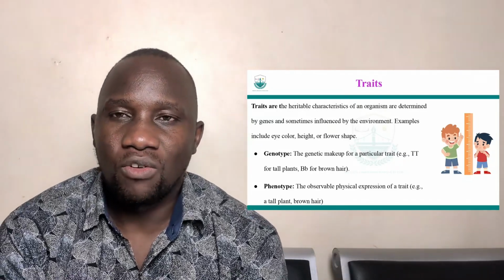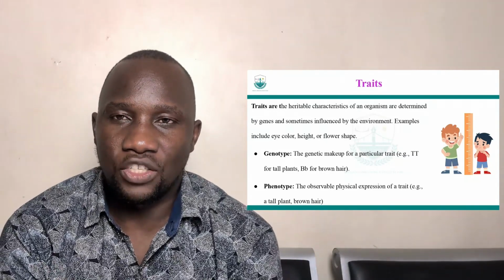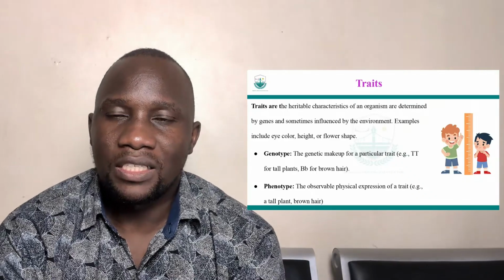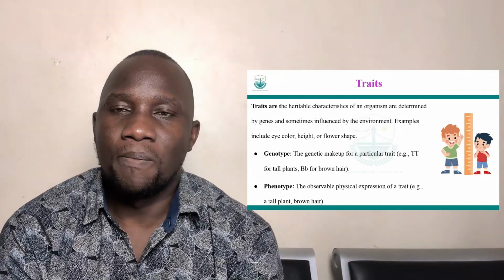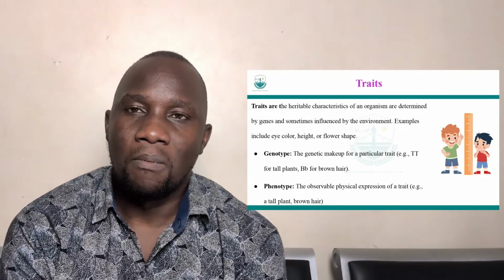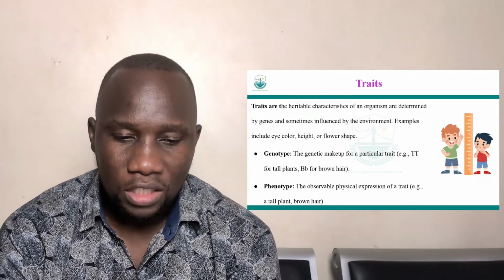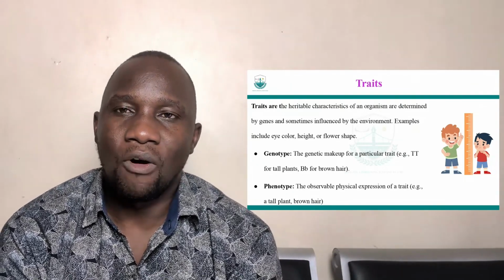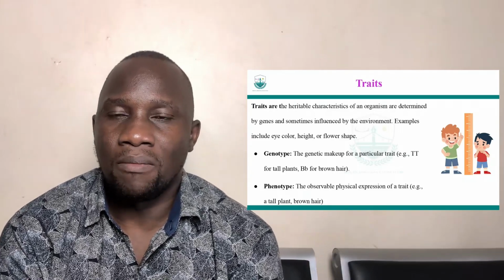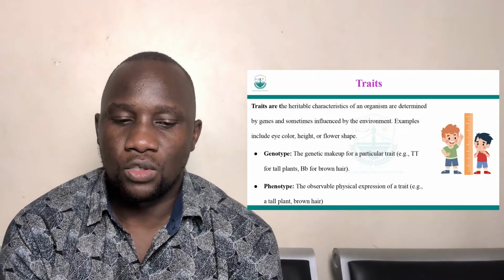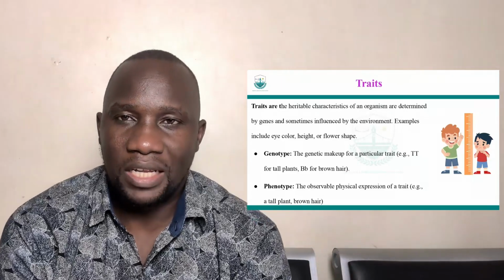If you are a person of blood group A, we cannot see you and say you're a person of blood group A unless we test you. What we test is basically what makes you belong to blood group A. So the genotype is the genetic makeup of a particular trait. If you are tall, what genetic makeup do you have that makes you tall? That is the genotype. The distinction is very clear.